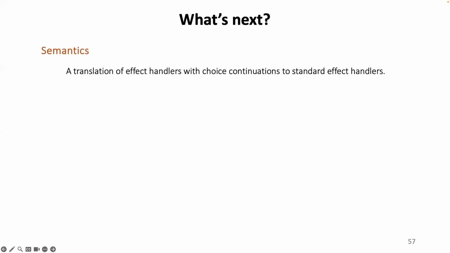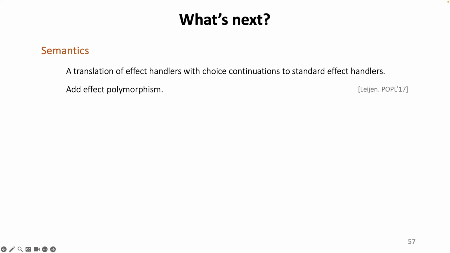So in this talk, I have presented a fairly complicated direct operational semantics for this system, and this is actually how we implemented it. But in practice, maybe what you want is a translation of effect handlers with choice continuations down to just the standard effect handlers, right? And that is useful because now you don't have to change the operational semantics of your language, but you can implement the semantics on top of existing programming languages that support effect handlers.